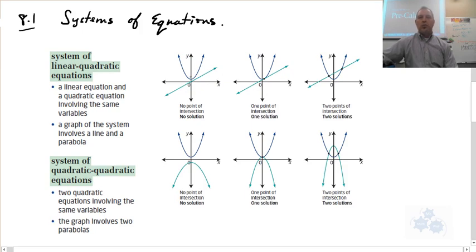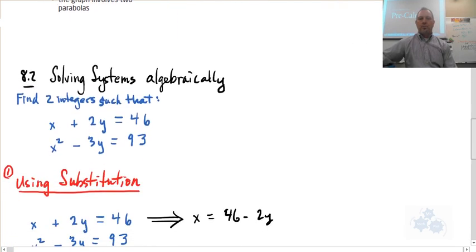There are possible solutions that we could have here between a quadratic and a linear. We could have no solution where they do not intersect at all. And remember, the solutions to any system is where the graphs intersect. So we could have 0 solutions. We could have 1 solution where the graphs just touch at one point, or we could have 2. For quadratics, we could also have 0, 1, or 2. Those are all the possible solutions.